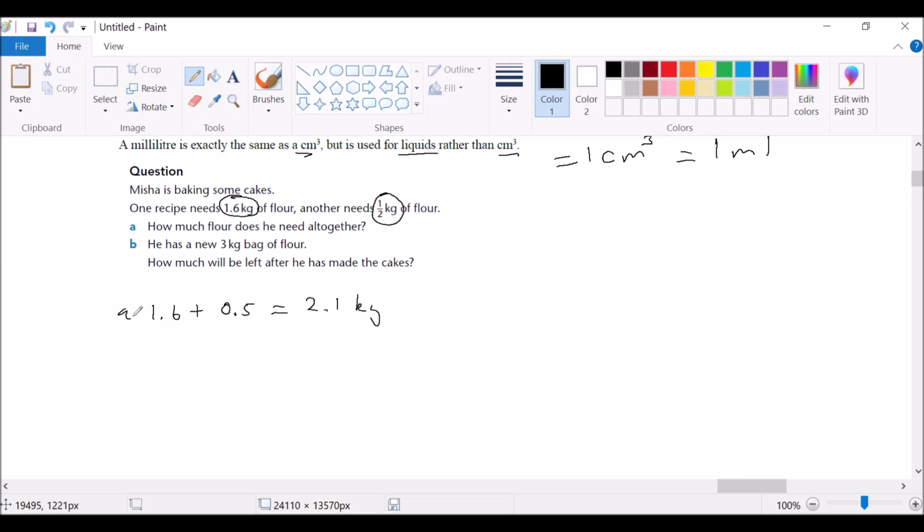That's question A. Question B. He has a new 3 kg bag of flour. How much will be left after he has made the cakes? So the mass left is found by subtracting 2.1 from 3 kgs. So we can say 3 minus 2.1, which is 0.9 kgs.